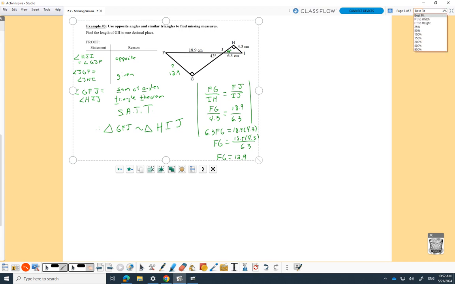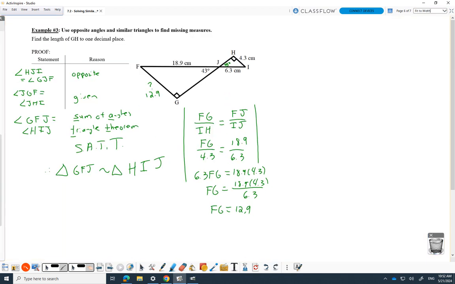And then I go back to fit to width, and now I can finish this off. I'll do the first one for you, just in case the Pythagorean theorem has stretched back into the recesses of your mind. We'll do the first one together, and then you try the second one, okay? I say JG squared equals 18.9 squared minus 12.9 squared.